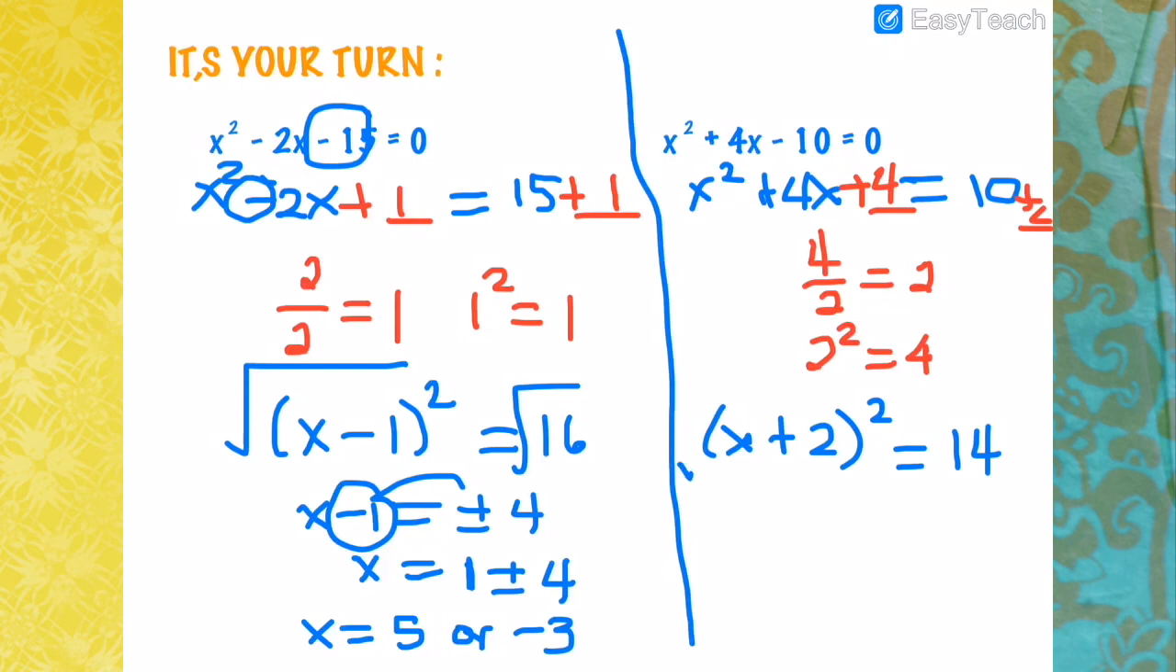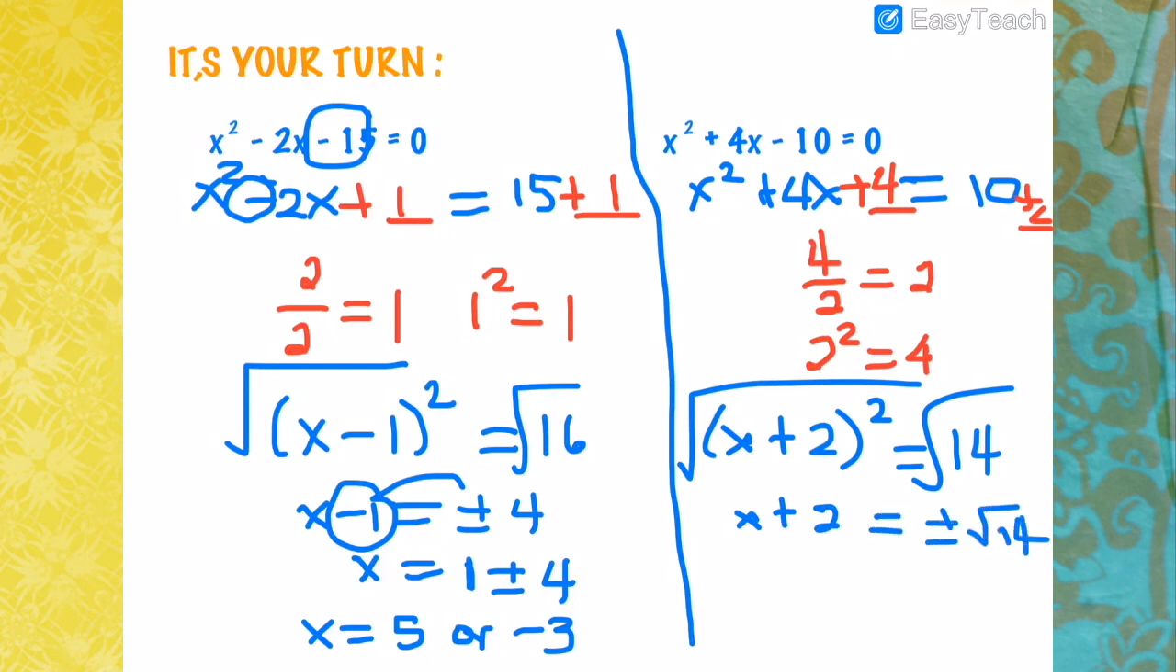Then we take the square root on both sides. That will be x plus 2 equals plus minus root of 14. We don't need to take it out from the square root. No need to make it into a decimal. Just leave it as plus minus root of 14 when the number is not a perfect square.